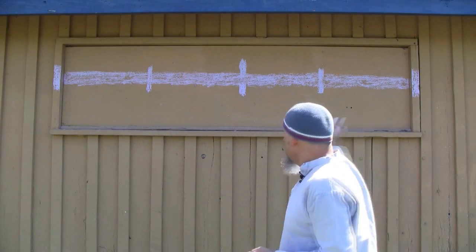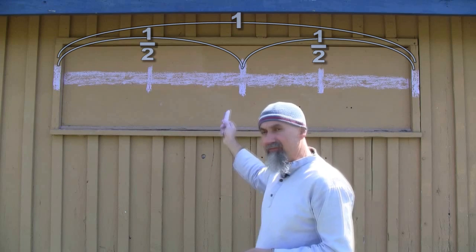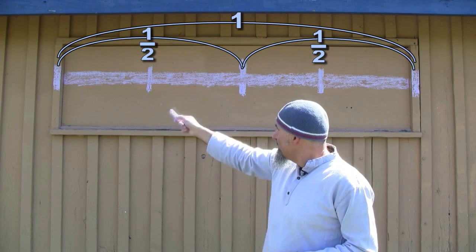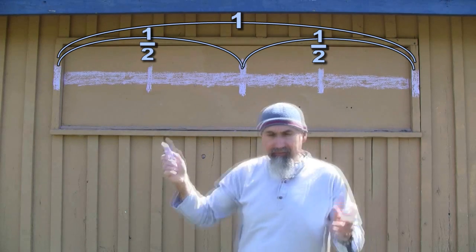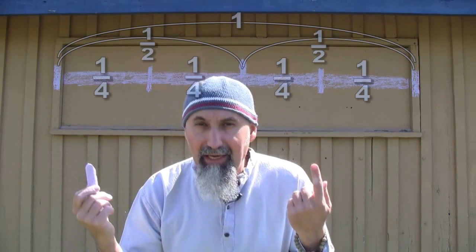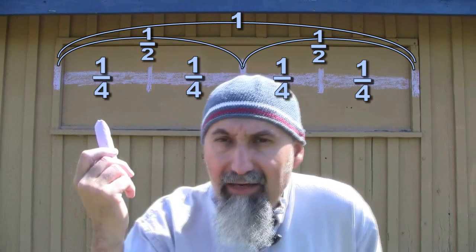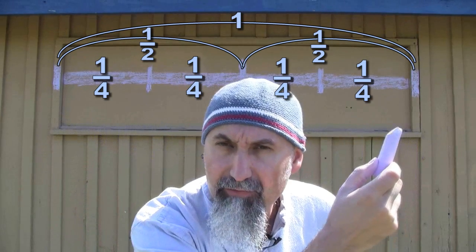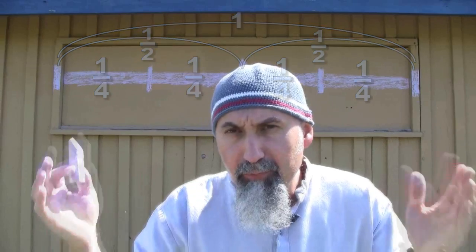So we took one piece, right? And we cut it in half. That means we have two even pieces from this one piece now. And then we took each half, right? And cut those into half. That means we have four pieces going across, four even pieces going across. So we broke this window down to four even pieces, right?